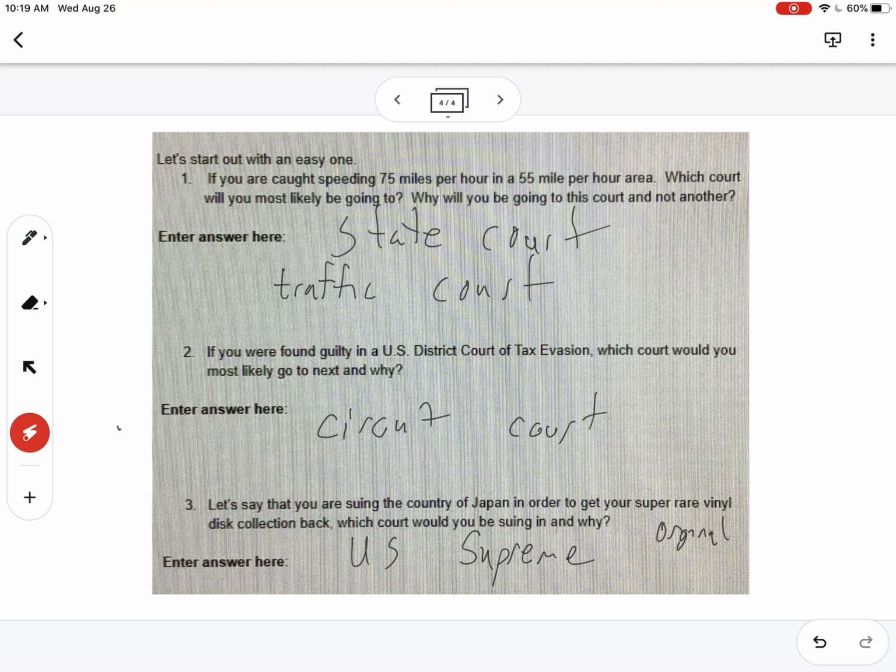All right? Well, that's a very basic overview of the federal and state court system. And if you have any other questions, just feel free to ask.